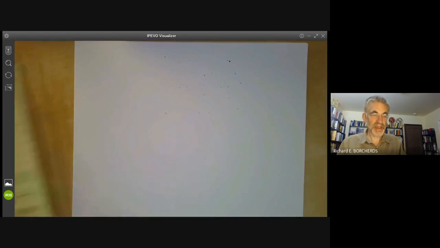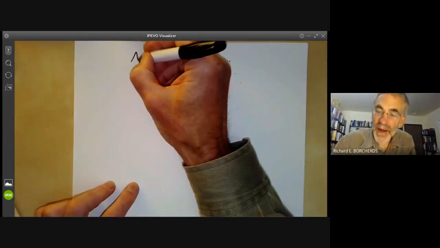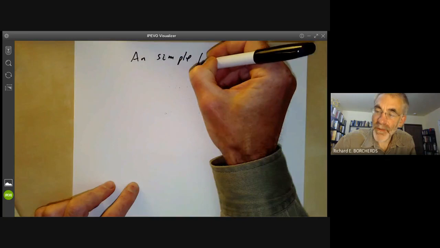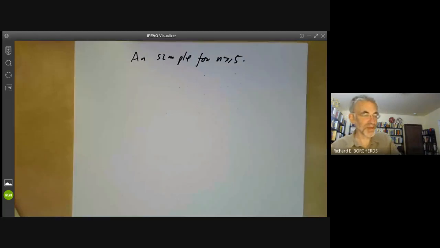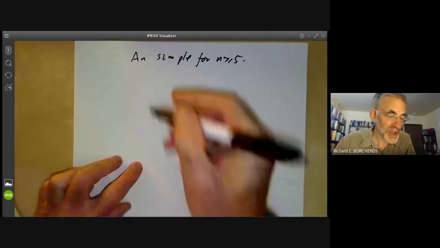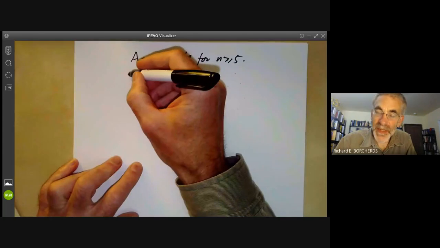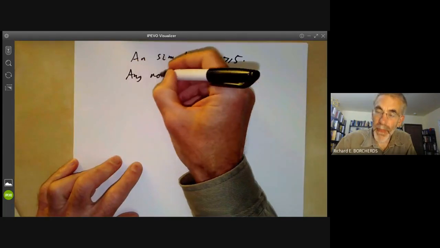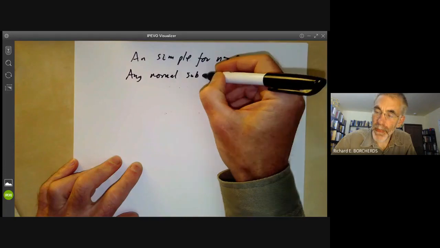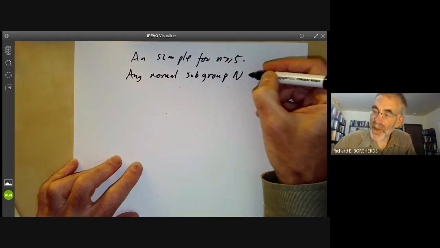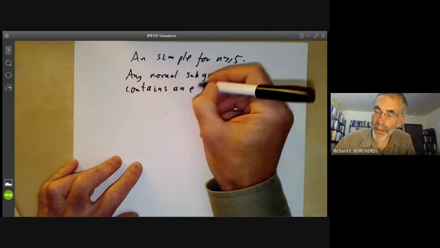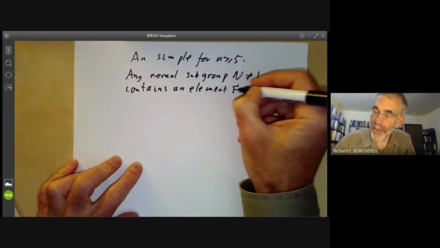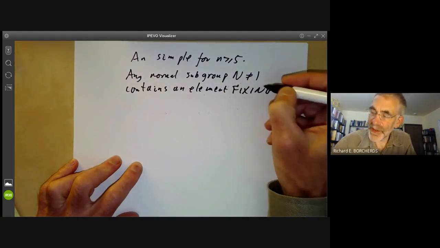Next, we will show that A_N is simple for N greater than or equal to 5. So this gives a series of simple groups. And we want to show, the idea is any normal subgroup N not equal to the identity contains an element fixing a point.